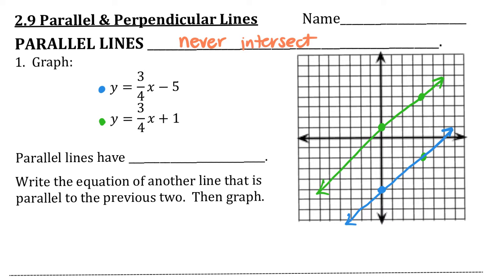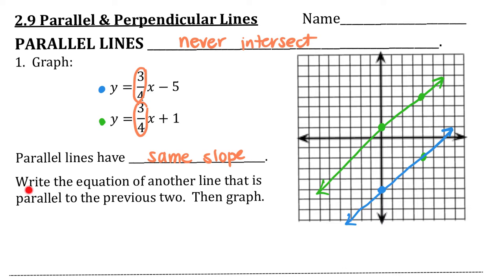Okay, now I'm going to go ahead and look at the equations to tell how could I tell they are parallel looking at the equation. This is y equals 3/4 x minus 5. This is y equals 3/4 x plus 1. So where do they match? They match right here at the 3/4 x. That 3/4 represents their slope, and they have the same slope. So if they are parallel lines, they have the same slope, which is what makes them go the same direction.